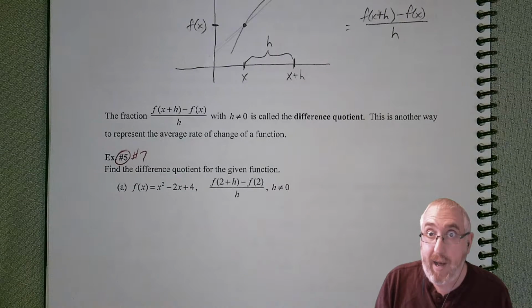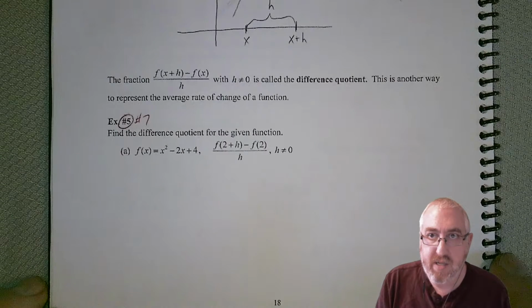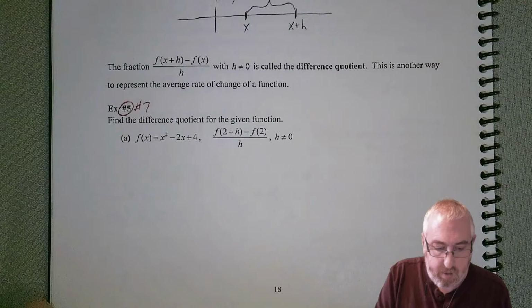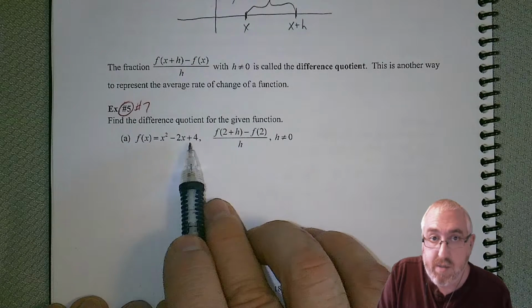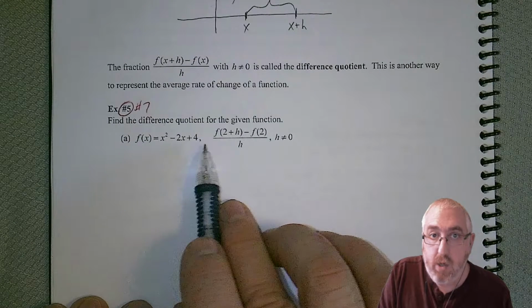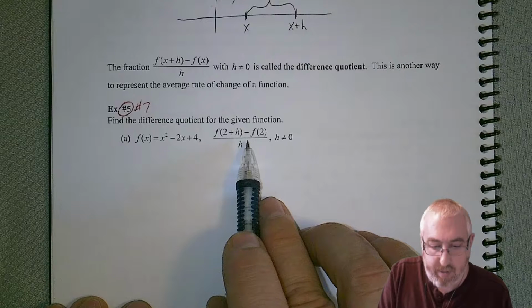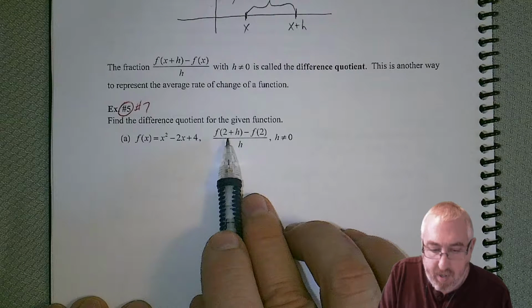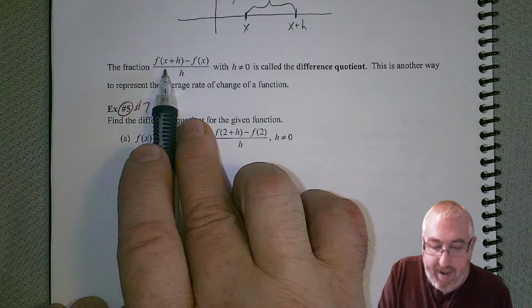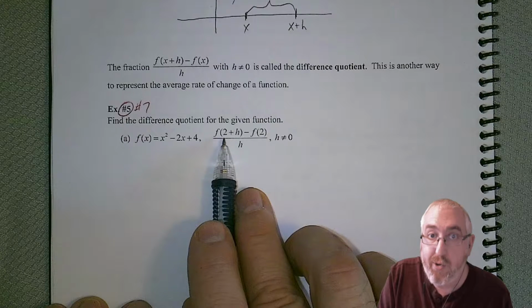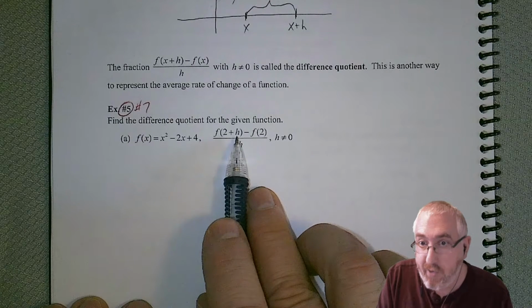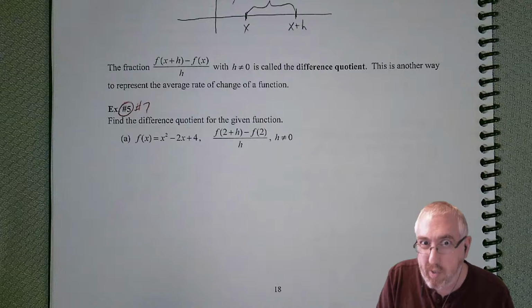But now let's see what happens when we have these difference quotients. So they're going to give you a function like this, some random function, and then they want you to plug it into that difference quotient. Now this is a little bit modified because they're telling you what x is equal to. In this case, they want x equal to 2, but they're not telling you what h is. So let's see what happens.